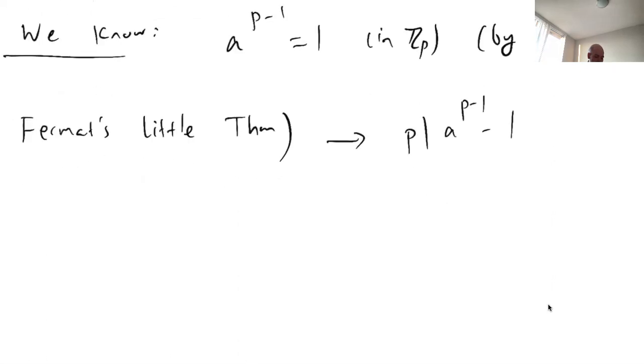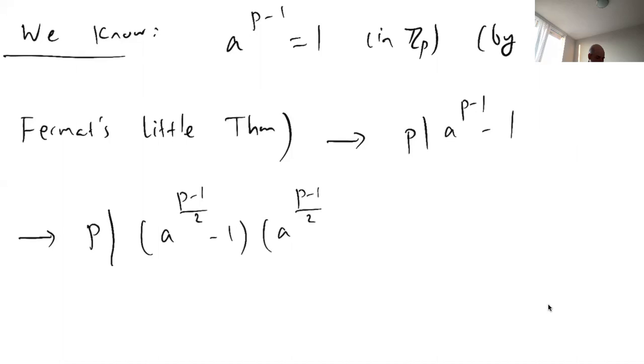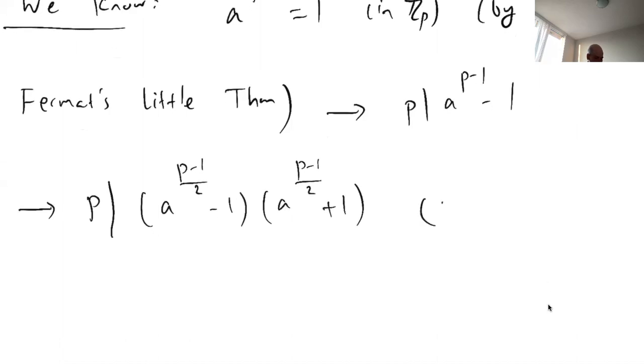So A to power P minus 1 divisible by P, then I want to write this one as A to power P minus 1 over 2 minus 1 times A to power P minus 1 over 2 plus 1. See?